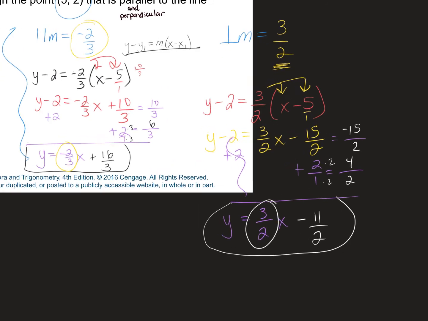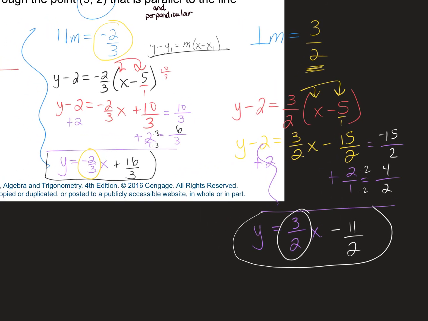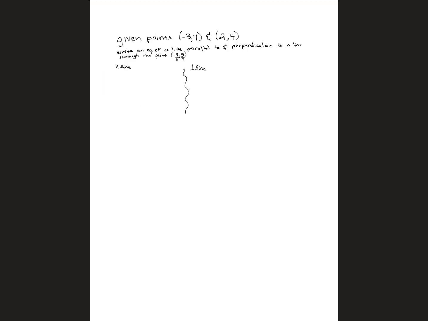So that's it. The process is the exact same every time. You find the slope, whether they gave you 2 points to find slope or a line. The parallel line will have the same slope, and then you use the point slope formula. Or the perpendicular line will be opposite reciprocals. Anybody have any questions? All right, to the next example, and then I'll let you guys get started.